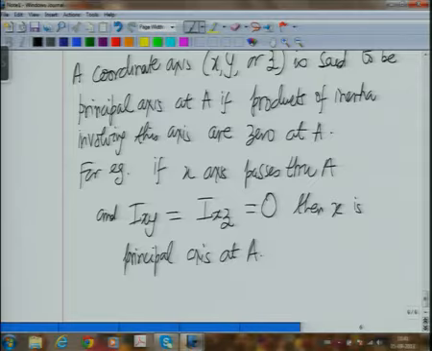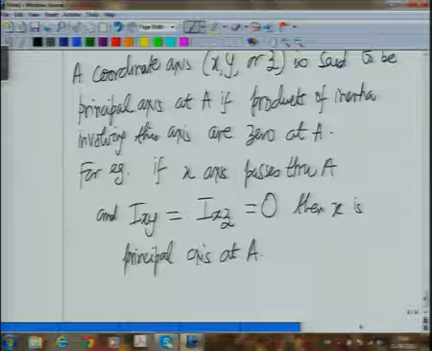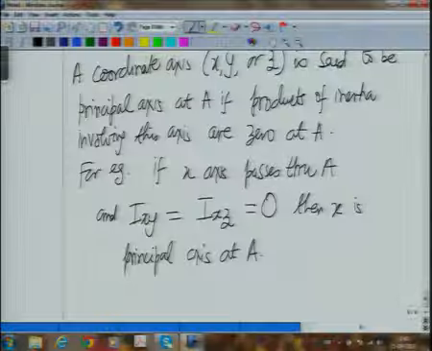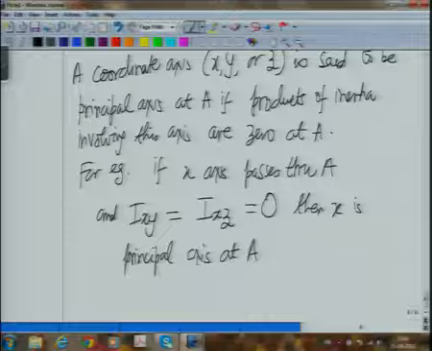If the x axis passes through A, and Ixy and Ixz are 0, then we say that this x axis is a principal axis. Now, if all the 3 axes are principal axes, what will be the form of the inertia matrix? It will be just a diagonal matrix. All the off diagonal terms of the inertia matrix will be 0. So, that life will become simple.